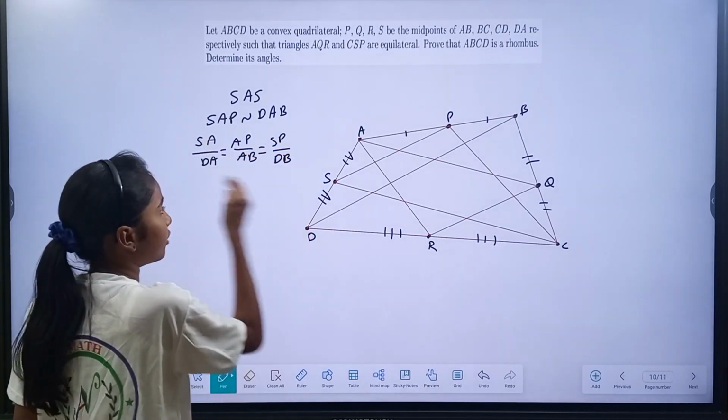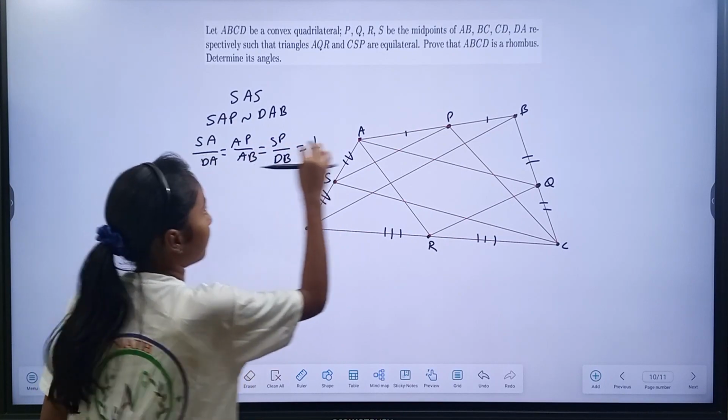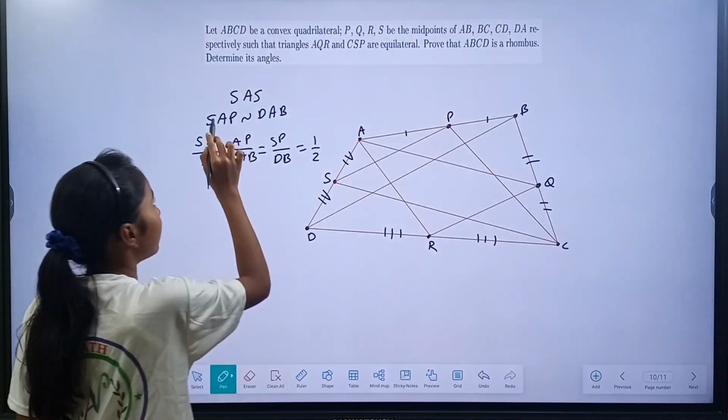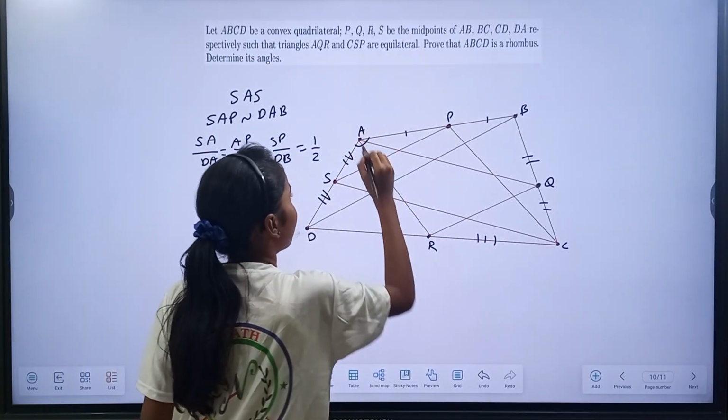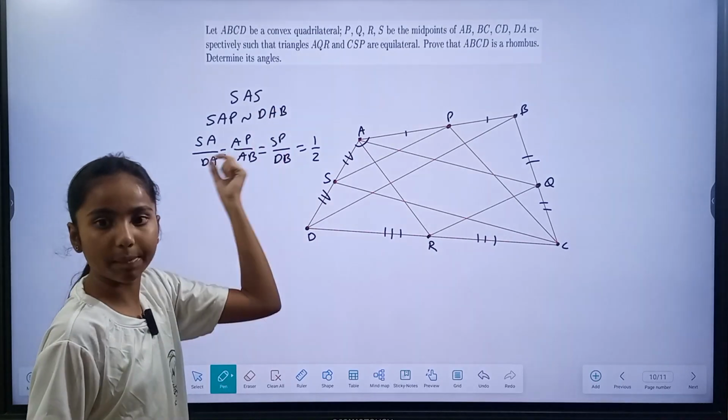And we have SA divided by DA equal to 1 by 2 because S is the midpoint. And we also have AP divided by AB equal to 1 by 2 because P is also a midpoint, and the common angle, which is angle A. So the order we wrote is correct, and we got SP divided by DB equal to 1 by 2.